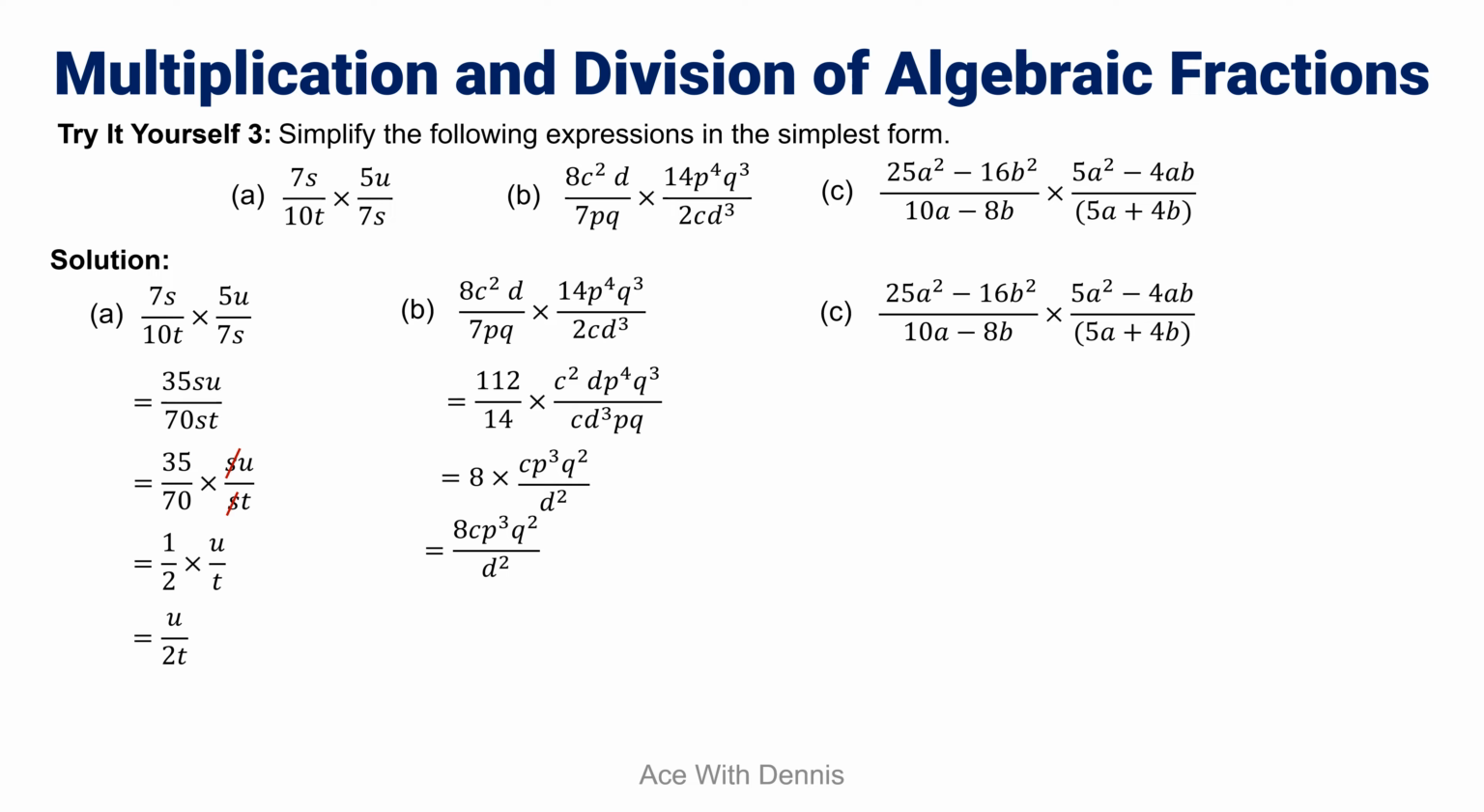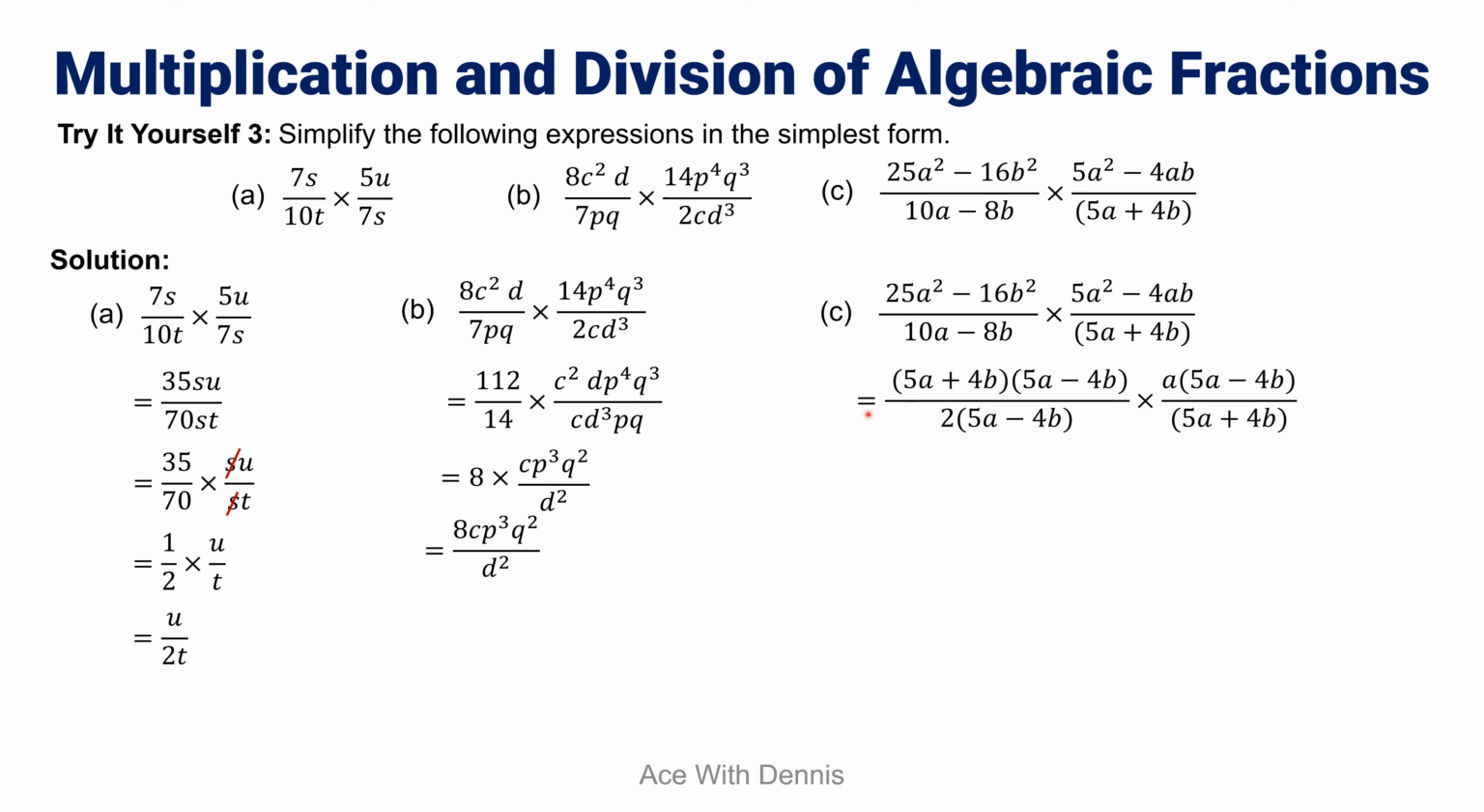And for C, 25a squared minus 16b squared over 10a minus 8b times 5a squared minus 4ab over 5a plus 4b. So we can factorize each one by one. For the first fraction, the numerator, it is in the form of a squared minus b squared, so it becomes 5a plus 4b times 5a minus 4b. And the denominator, the common factor is 2, so it becomes 2 times 5a minus 4b.